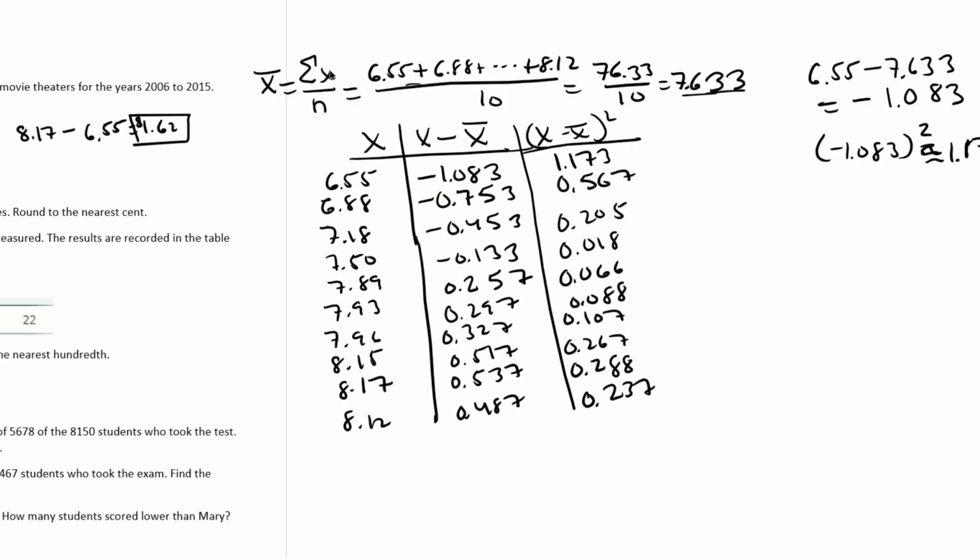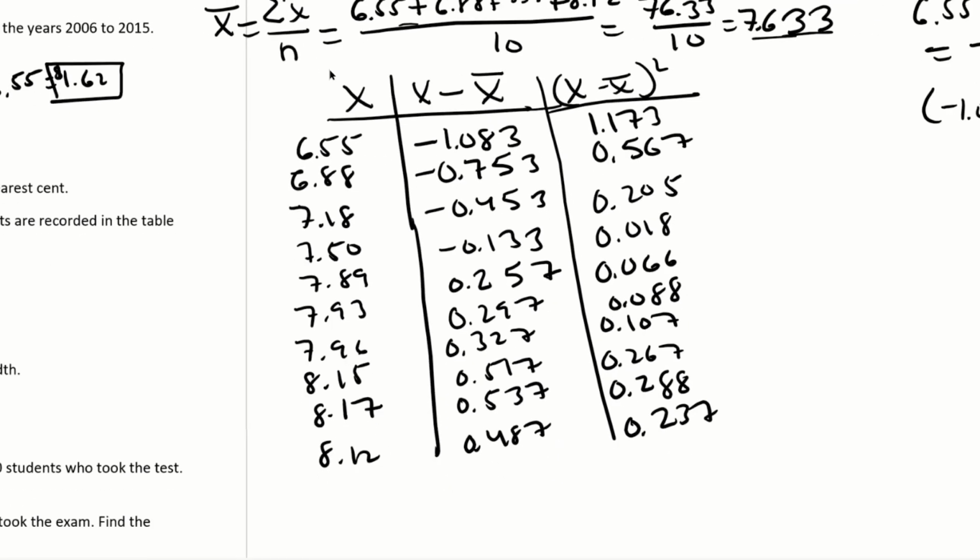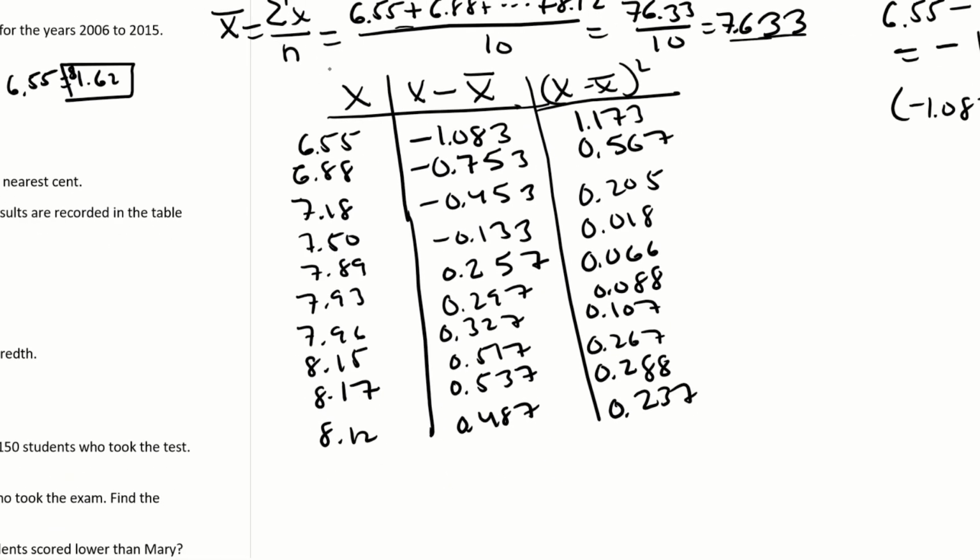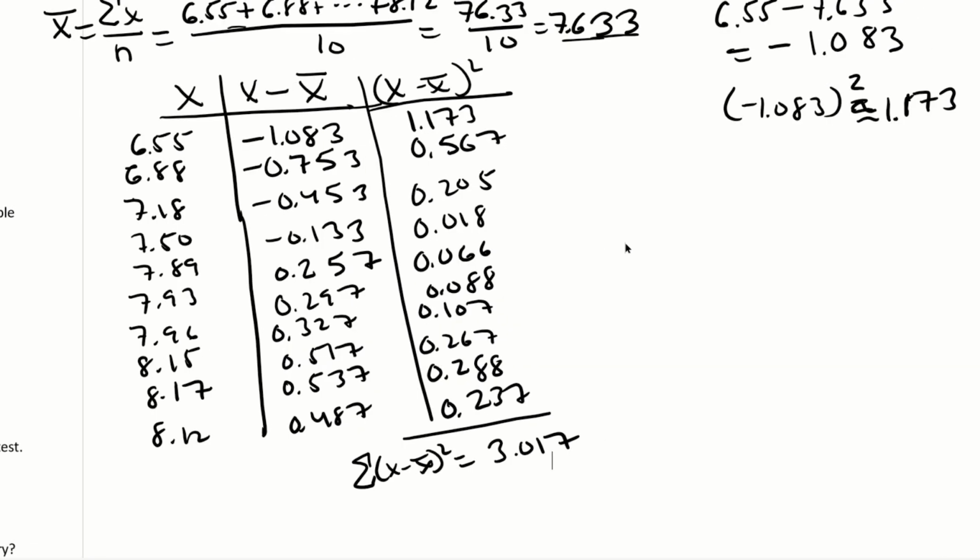Okay, so this is what I get when I square those numbers. So now we're going to add these numbers together. So we're going to do the sum of x minus x bar squared. So we're going to add this last column, and we get 3.017.